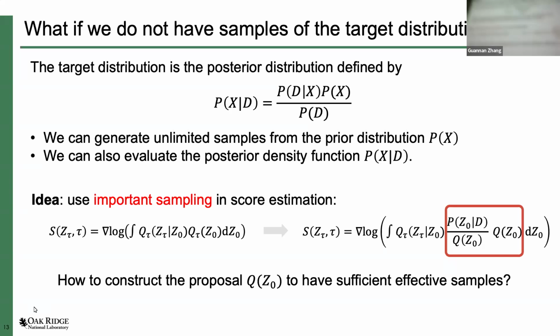A simple strategy to extend our previous method to this setting is to incorporate importance sampling in the score estimation, because the score is nothing more than an expectation. We can simply have a proposal distribution Q_Z0, and this is the posterior distribution, for example. If we have a good proposal distribution that we know how to draw samples from, then this score estimation will be effective. And then in this case, we can draw samples from the posterior distribution.